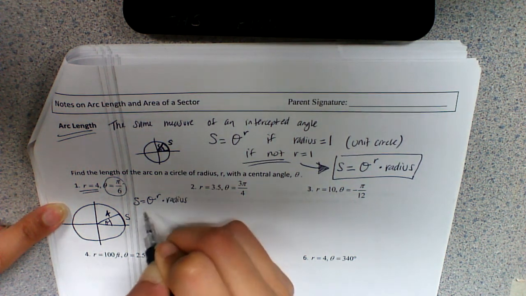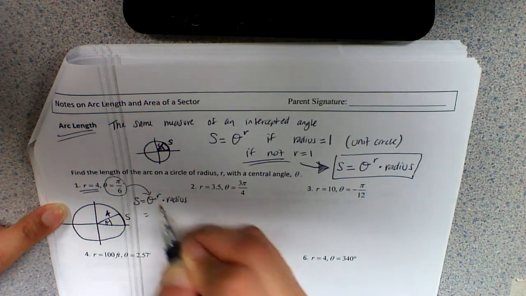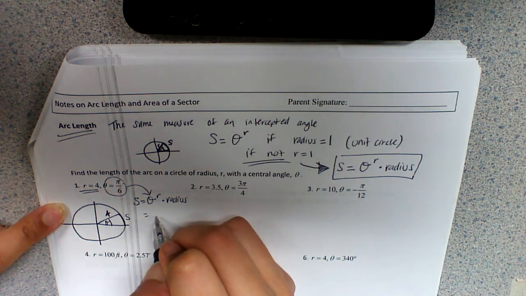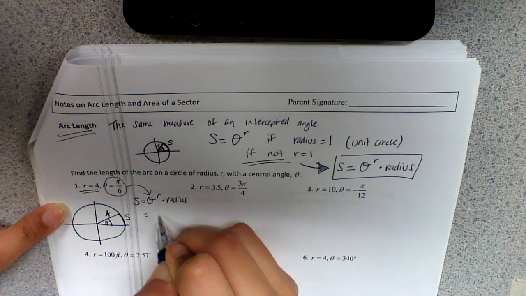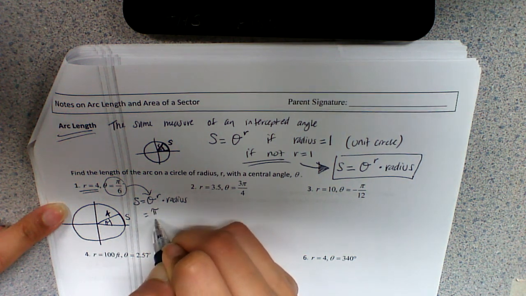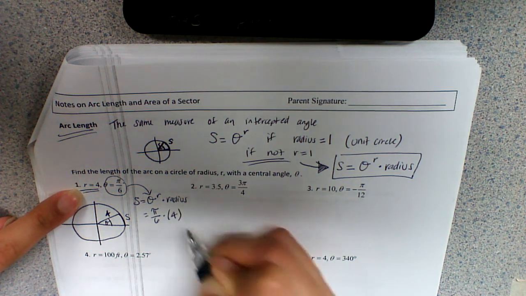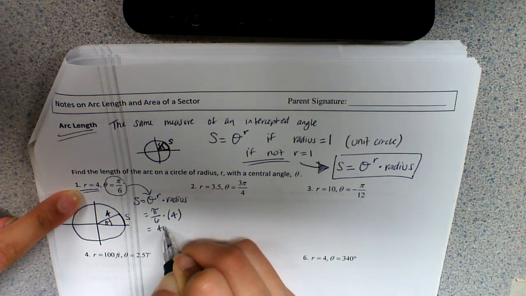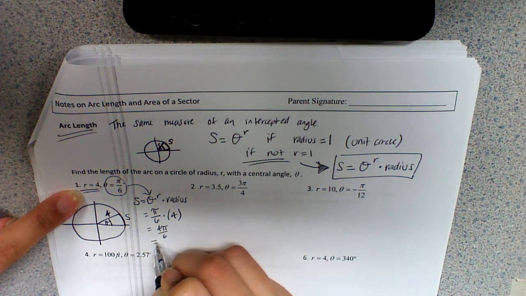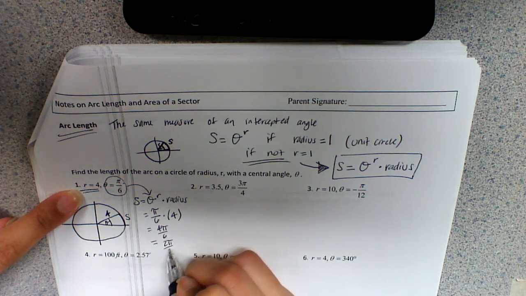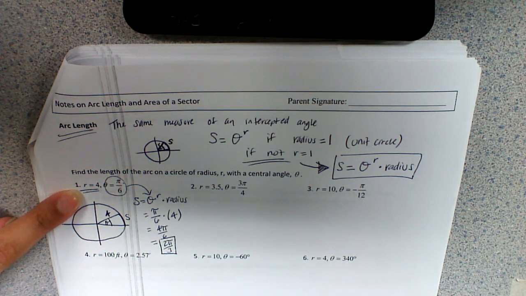And so here we go. Our radius is given to us, and our theta is given to us in radians. So we're just going to plug it in: pi over 6 times our radius, which is 4. And so we have 4 pi over 6, which simplifies to 2 pi over 3. So there we go. That's our arc length.